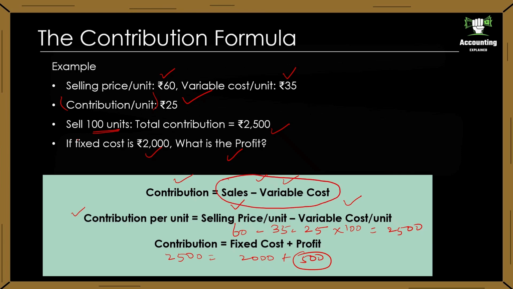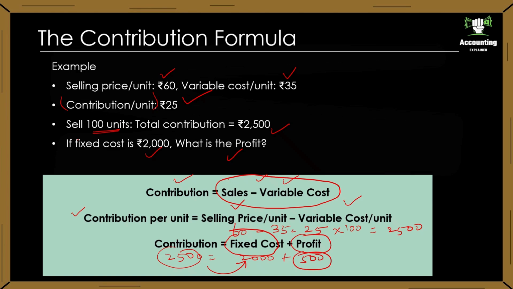Total contribution tells you how much you can allocate to fixed cost, and after that only it will cover the profit. Here what did we see? First this 2500 covered the fixed cost, then only we found out the profit. So no matter how big or small the contribution per unit may seem, first it will cover the fixed cost, then it will tell us how much we have got as the profit. I would ask you to practice with different numbers to gain more speed and accuracy for the exam.